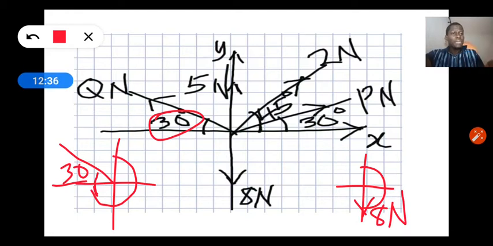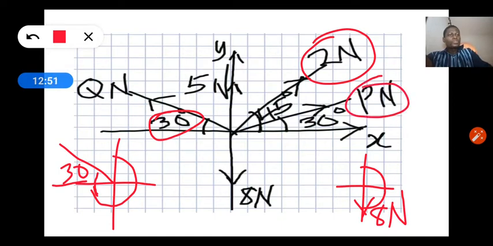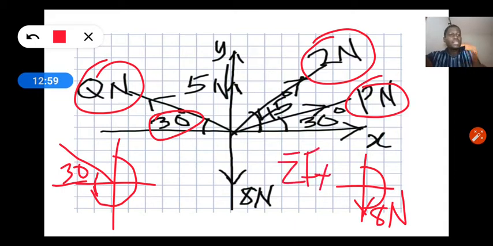Now the assignment we have now, we are going to resolve each of the forces. We have 3 forces to resolve. To the what? To the horizontal. I will resolve 2 newtons to the horizontal. I'm going to resolve P to the horizontal. I'll also resolve Q to the horizontal, so that I can get the summation of what? F of x. That's the next thing we are going to do.